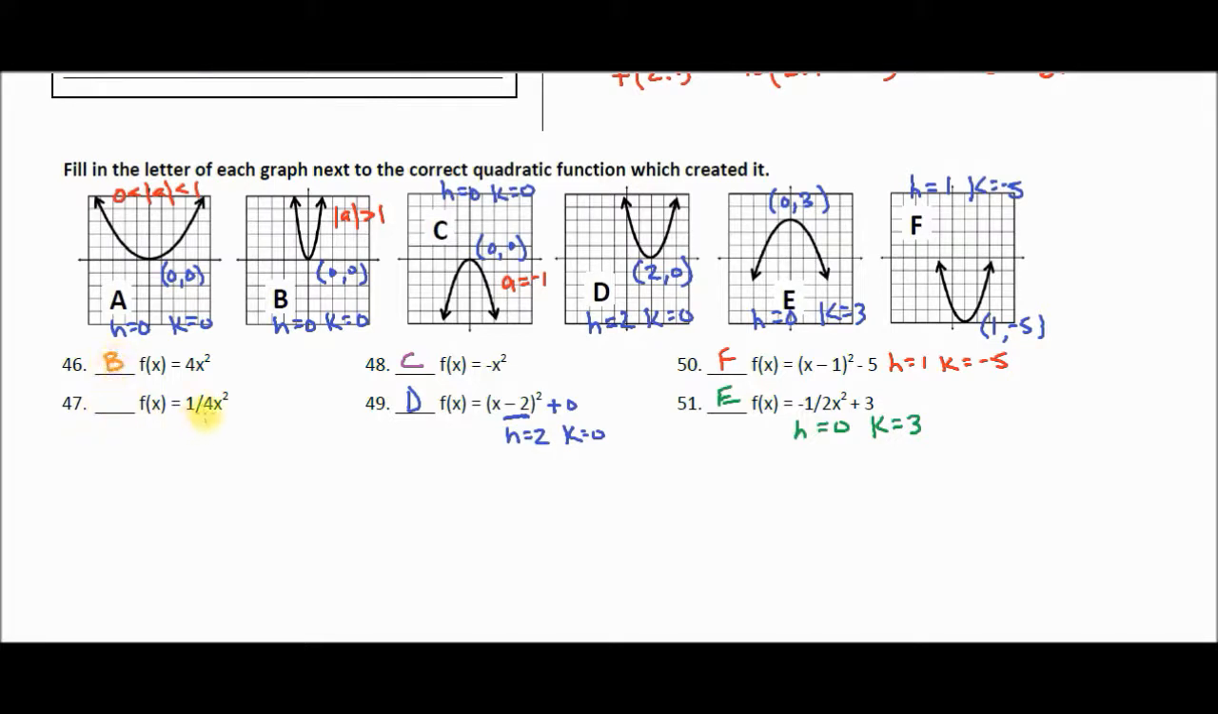And that leaves 47. Well, the absolute value of A is 1/4. That's between 0 and 1. That means that is a compressed graph. I lost my pointer here for a sec. Hang on. That's a compressed graph, and that must be A. So there is how I matched up the parabolas with the equations.